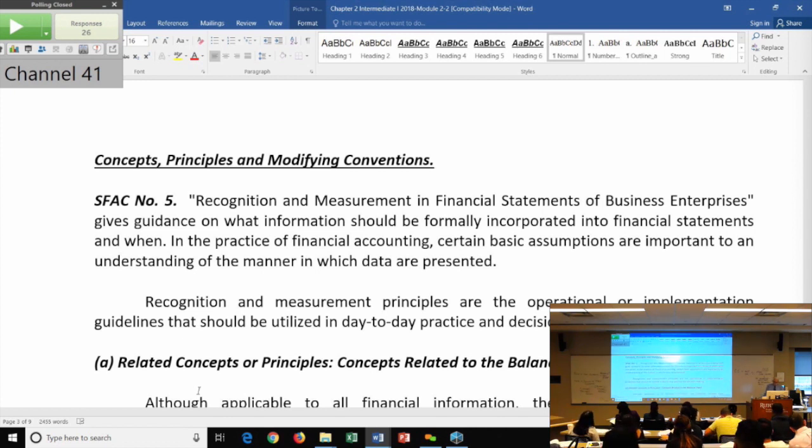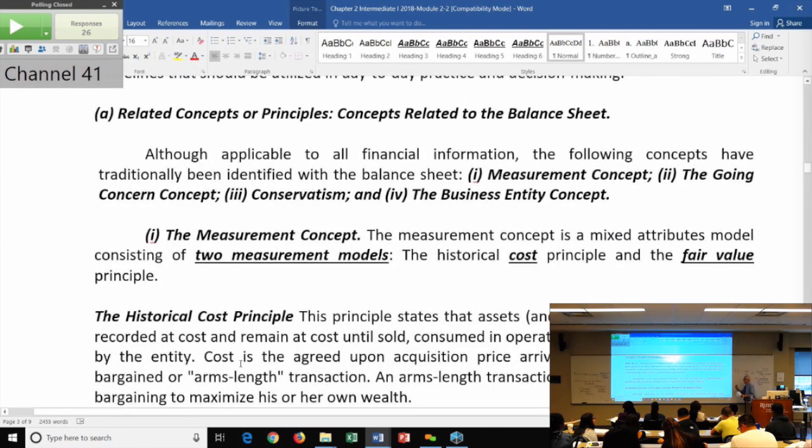These are principles, concepts, modifying conventions, whatever you like to call them, assumptions, and I'm not going to worry about whether or not we call something the business entity concept, the business entity assumption, or the business entity principle. We need to know the substance. And these are the basic recognition and measurement principles that determine when and how much of a transaction is going to be recognized. It is also what I consider to be the principles that we follow on a day-to-day basis to make decisions.